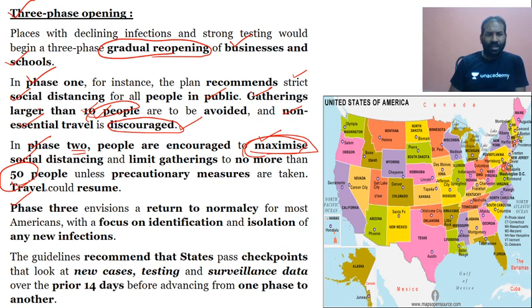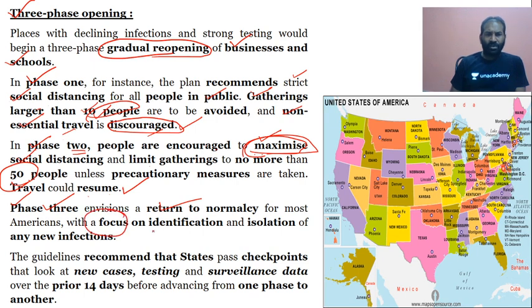And then in the second phase, the travel will be resumed. That means in the first phase, only when it is an essential case can traveling be taken into consideration. But here in the second phase, the travel can be resumed. That means wherever social distancing can be maximized, it is encouraged to maximize, and the gathering will be not more than 50 people. And in the third phase, it would be just like returning to normalcy.